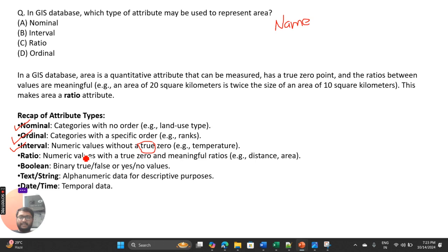So here, ratio means we can quantify the different things. For example, if we have two different features, then one feature is two times larger than the other. That kind of thing is considered under ratio. Then we have booleans, which have the data type true, false, yes, no, 1, 0. Then we have text and string, which will be useful for names and other things. And then we have dates as temporal data sets.